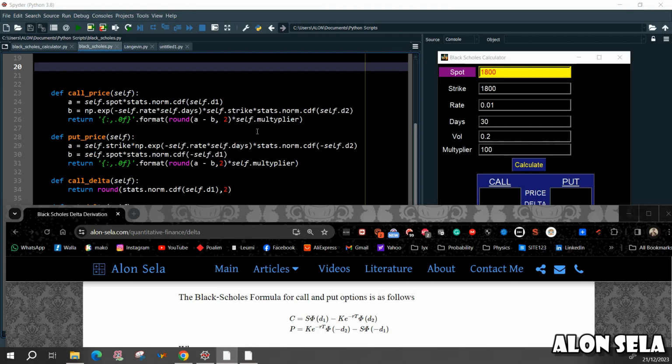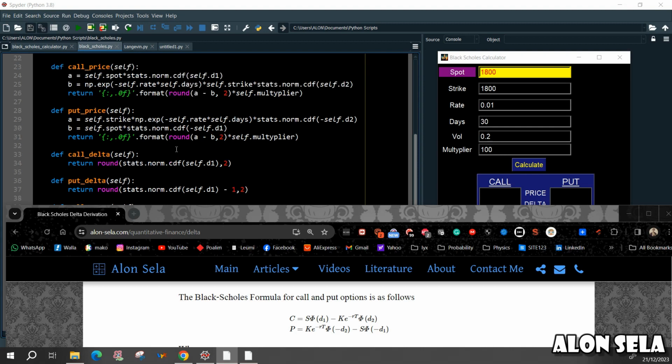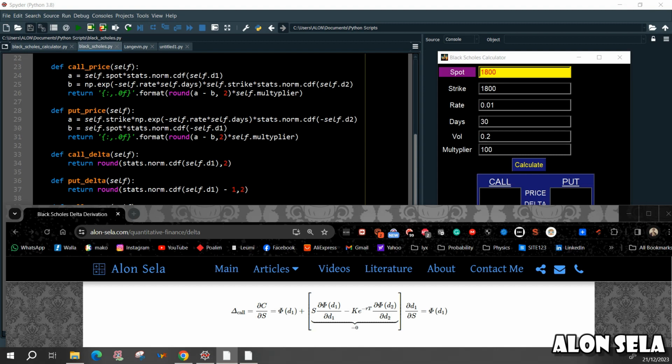Let's go to the call delta and the put delta. By definition the call delta is just the CDF of D1, so this is what we get for the call delta. It's the CDF of D1, and I just wanted to round the result to 2 points after the decimal point.